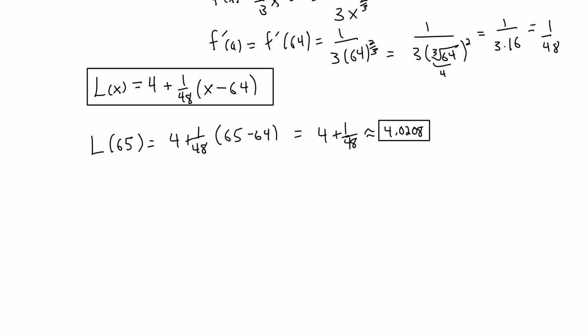So far we've been pretending that we don't know how to do the cubed root of 65 on a calculator, but let's go ahead and compute the cubed root of 65 on a calculator to see what that gives us. And if we do that, we get 4.0207. So wow, look how close we are with this weird linear approximation.